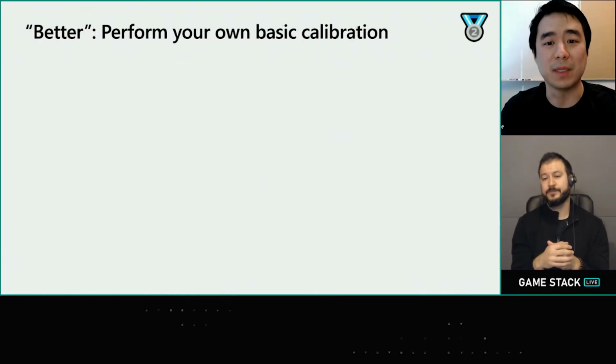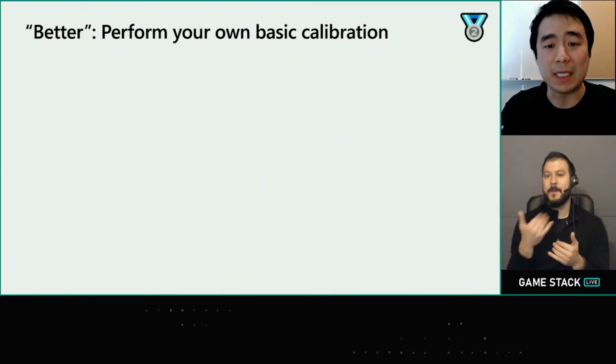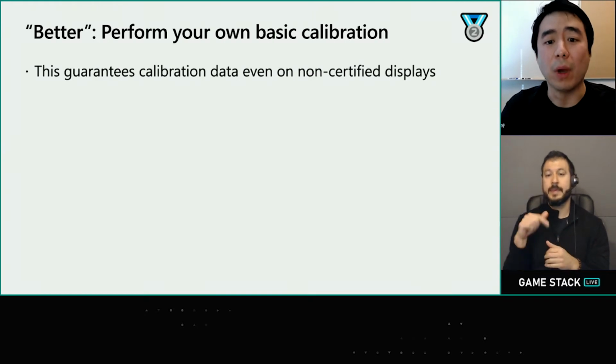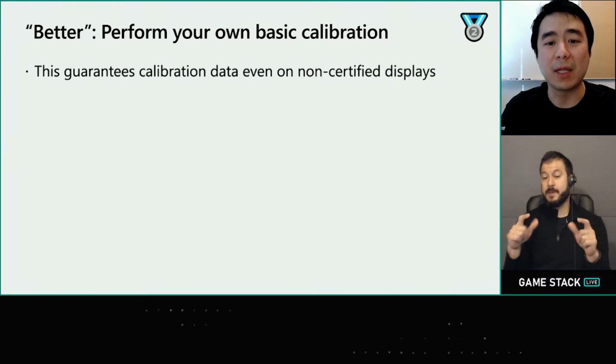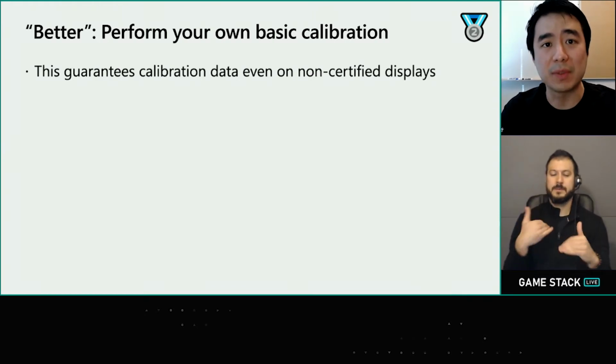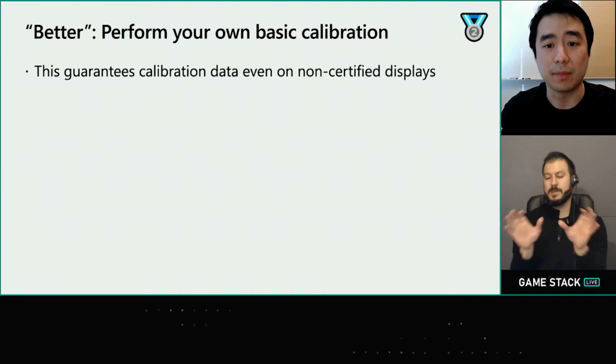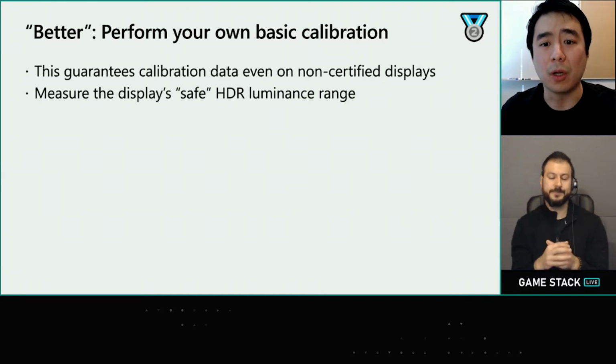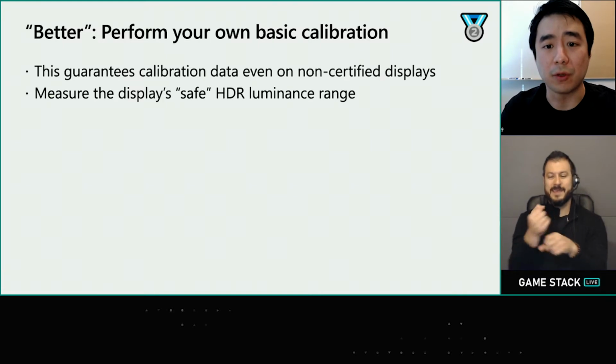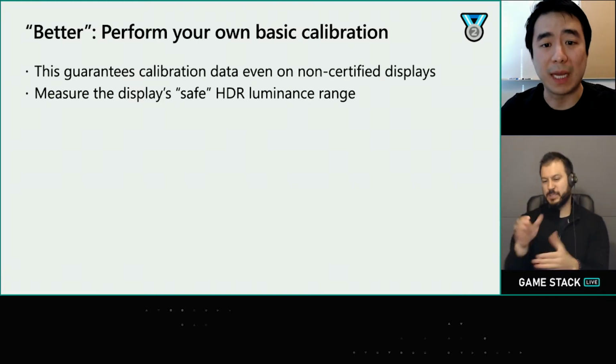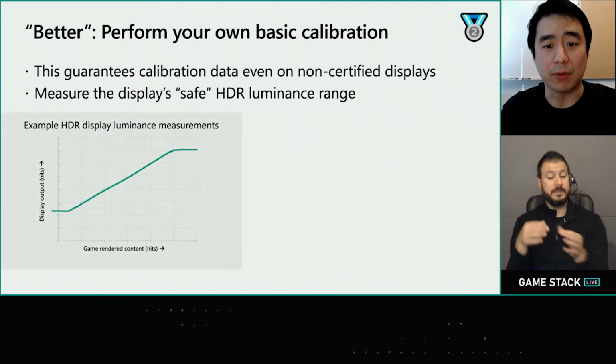Okay, let's move on to better. This guarantees that for any display, whether it's calibrated or not, your game still has access to the most important subset of display color information. That subset is what we call the safe luminance rendering range. To help explain what that means, let's look at this diagram.